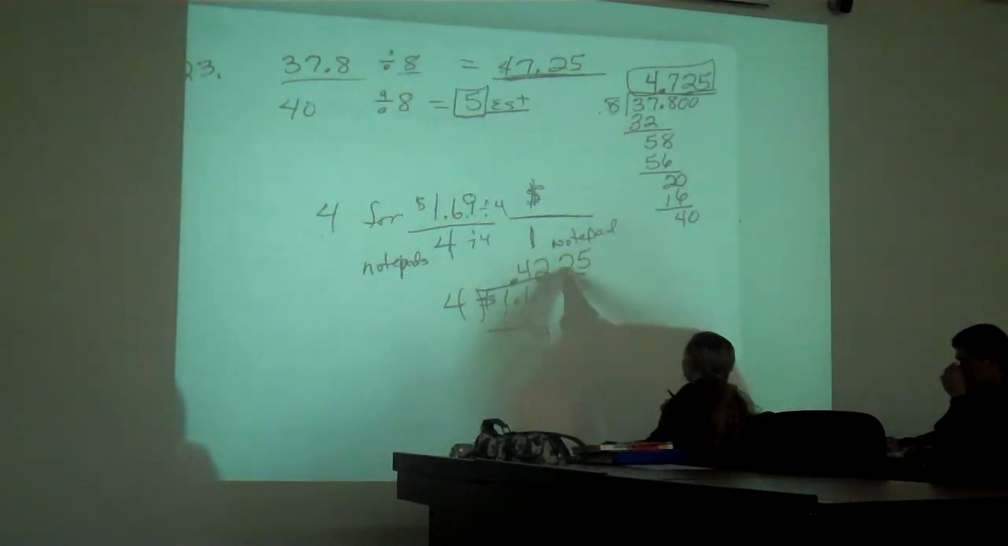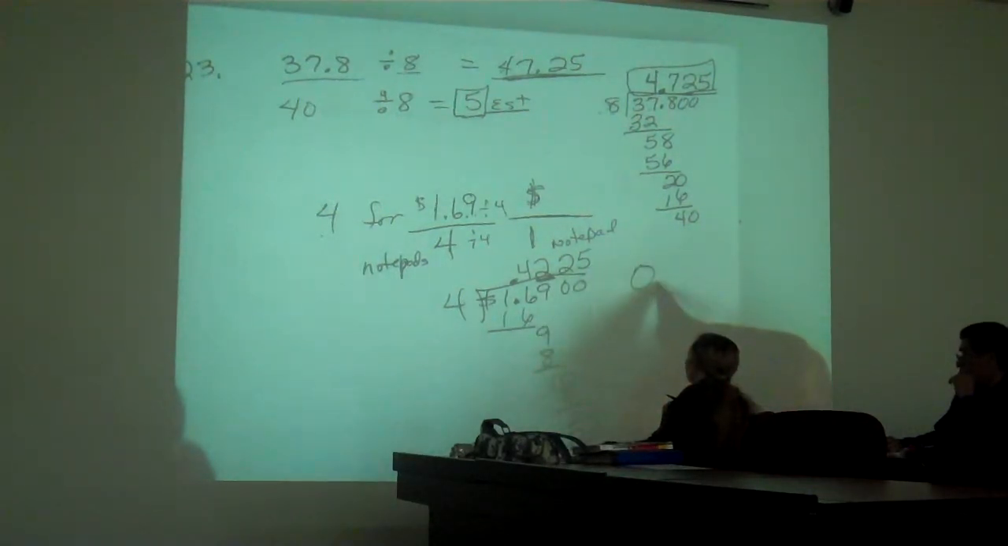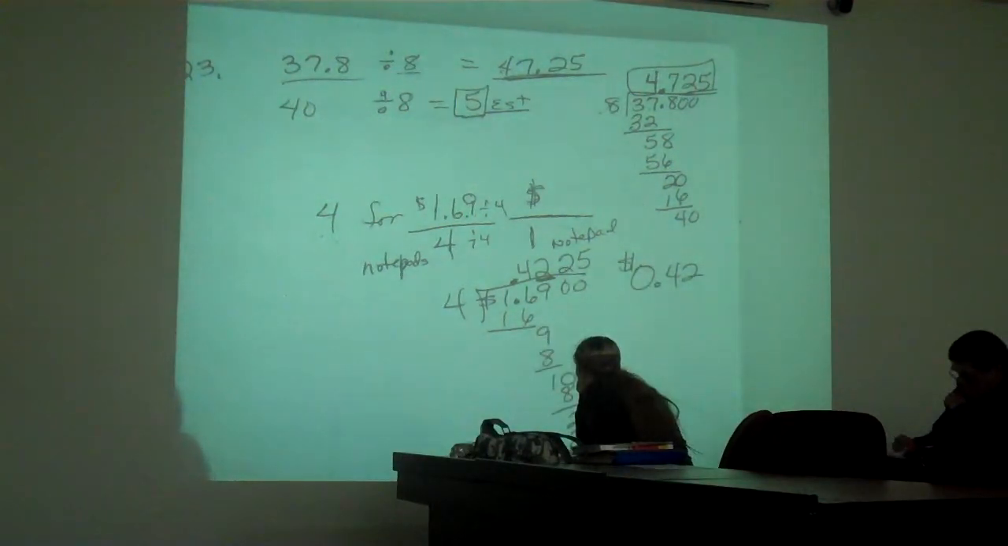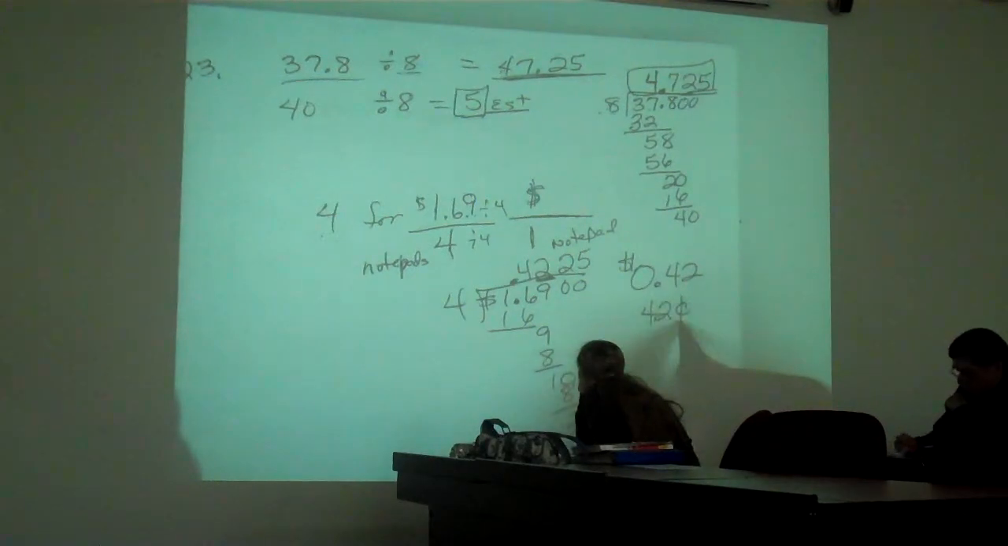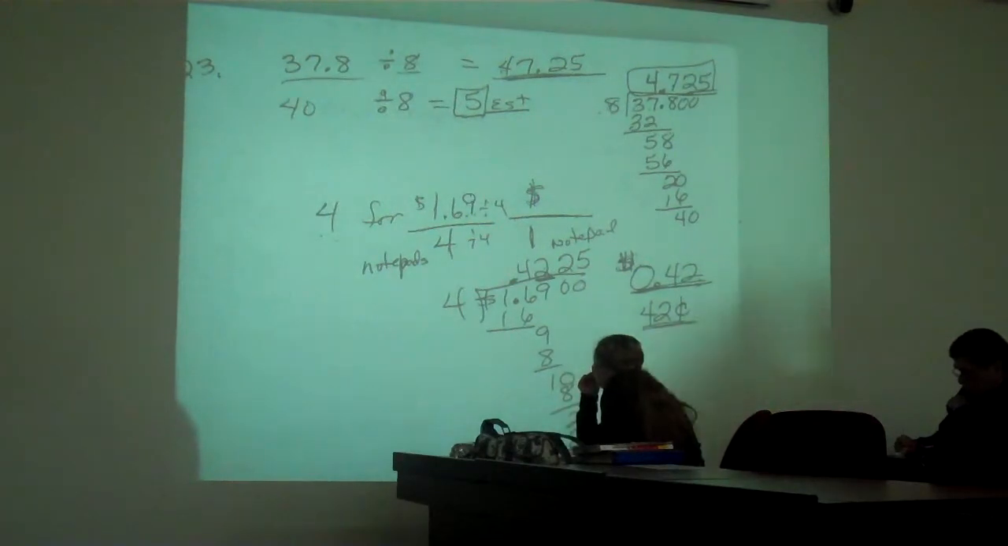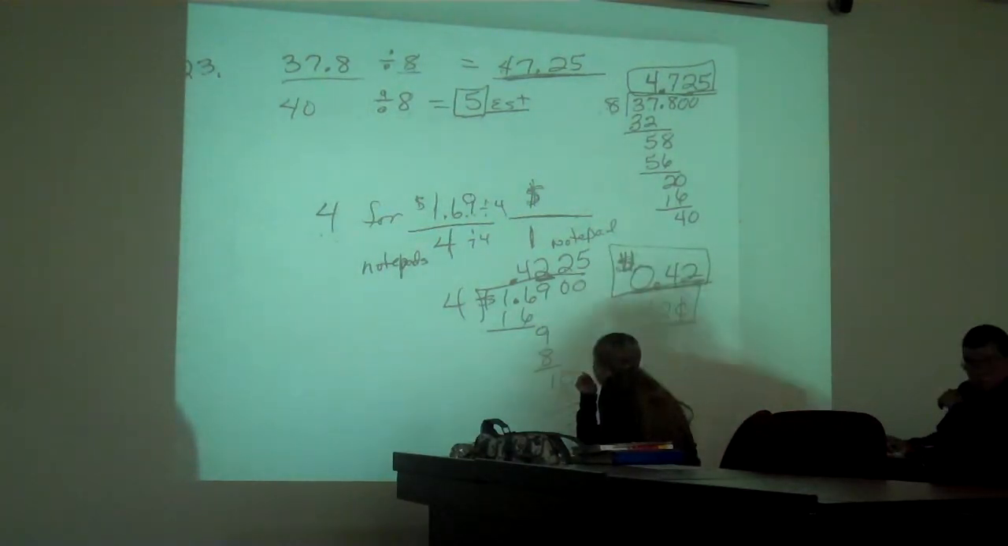So look at the 2 that follows it, and you're not going to round up because of a 2. So it'd be $0.42 with the dollar sign. Or if you want to write it in cents, you would put 42 cents. But don't put 0.42 followed by a cent sign. If you're doing it like this, that's the dollars. This is the cent notation. So you could write it either way.